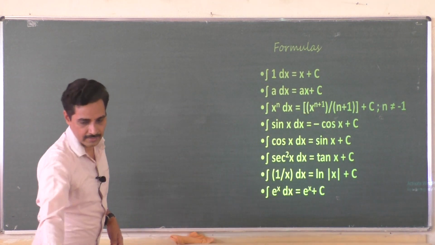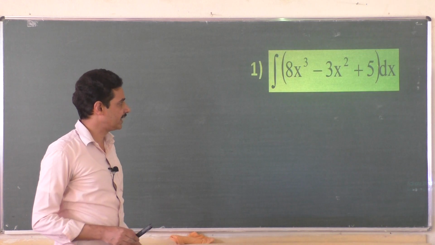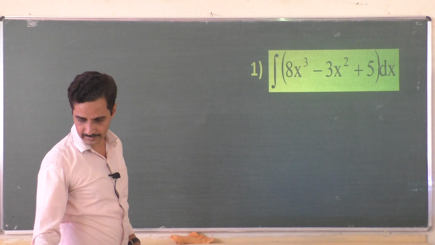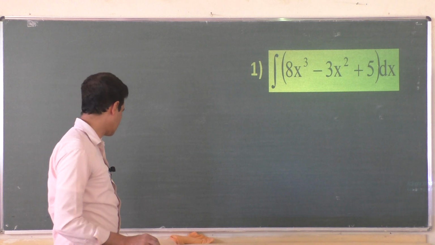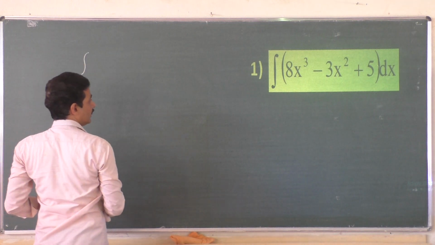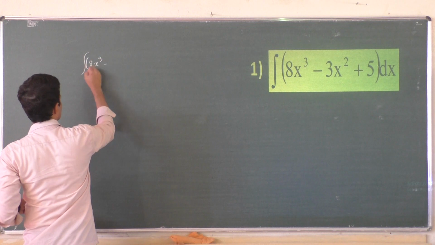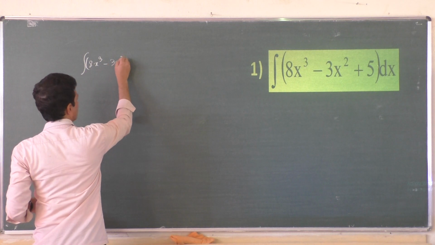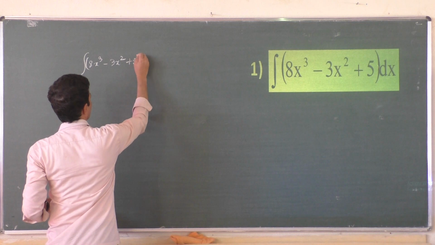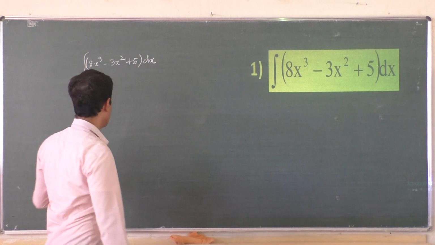Yes, right, the first problem: integrate 8x cube minus 3x square plus 5 dx. See the integration symbol, it is like this. There are no limits, it is an indefinite integral. Integrate this using the formula. So what is the answer?